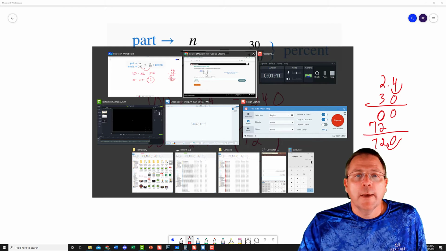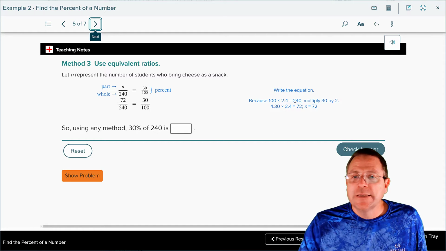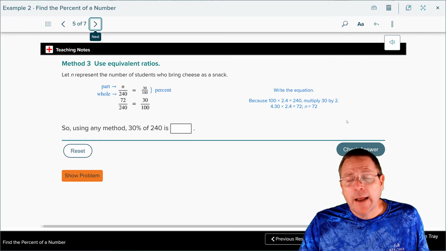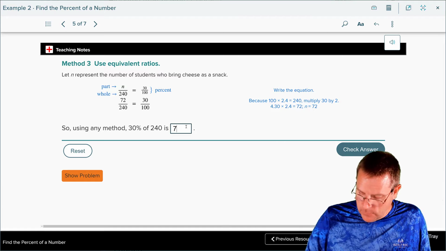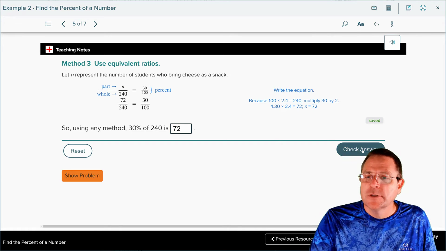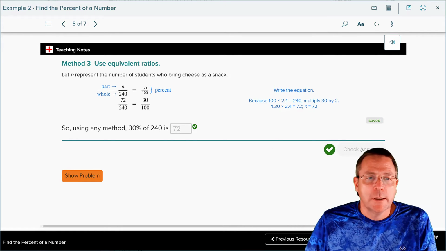Now, if you look at the problem they gave us, you can see they kind of threw it all at you. I wanted to explain it a little bit better. So, what is our answer going to be? It's still going to be the same 72 we found the other two ways.